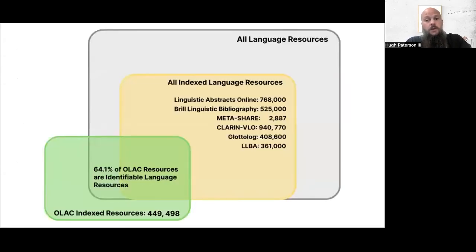When we think about it, OLAC has about 400,000 items in it right now. But there are other aggregators out there, or other collections of resources, such as Linguistic Abstracts Online, that has over 760,000 items. That's more than the Glottolog. And to the point of OLAC, well, only 65% of the items in OLAC are even describable as having an identifiable language associated with them.